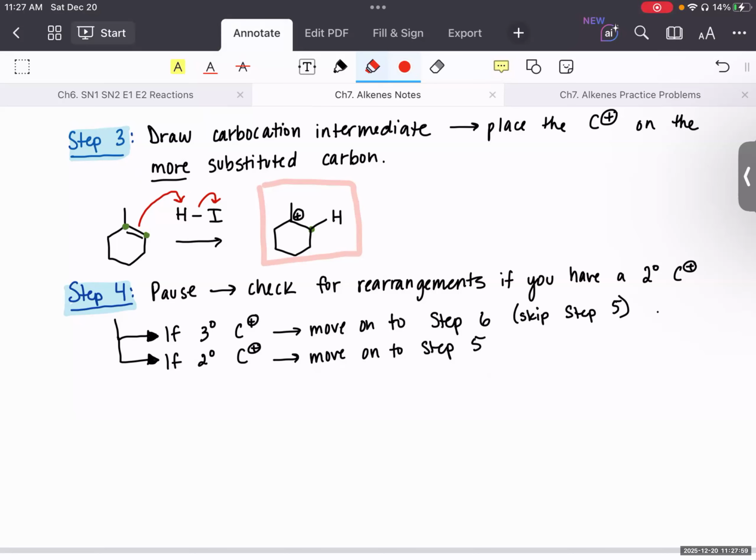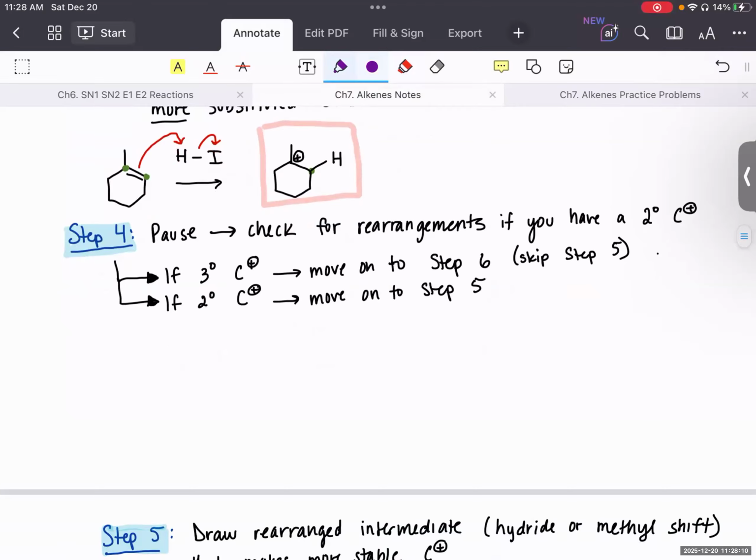But here we have a tertiary carbocation. Since we have a tertiary carbocation, we don't get any rearrangements and we can move on to step 5. The practice problem that I'll do at the end of this video will have a rearrangement, so we'll talk more about what steps 4 and 5 look like when we do have a rearrangement. In our question here, we have no rearrangement because we have a tertiary carbocation, and tertiary carbocations are already some of the most stable carbocations we can get. And so rearrangements are pretty infrequent.